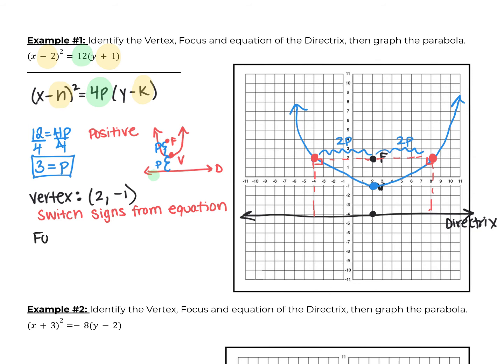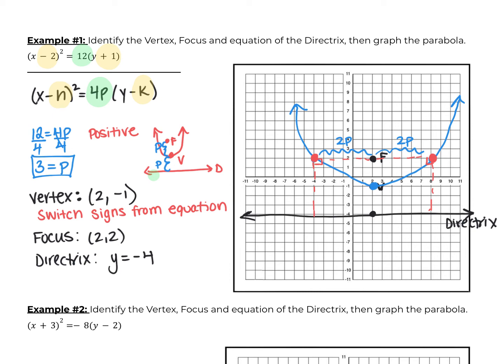So the focus is this point right here, which seems to be (2, 2). And the equation of the directrix is this horizontal line that goes through y equals -4. So we will just call that y equals -4. That's how we write the equations of horizontal lines. We just write y equals and then the y value that it goes through.